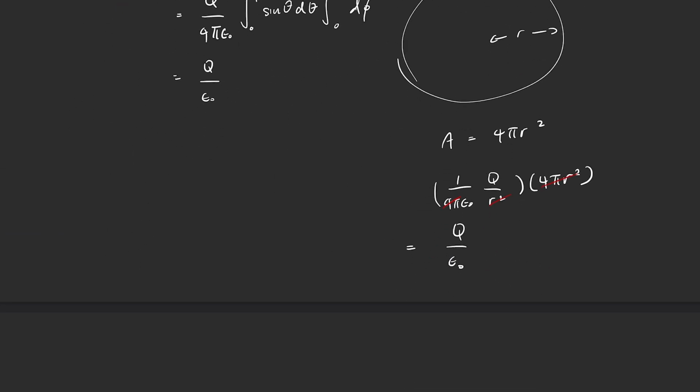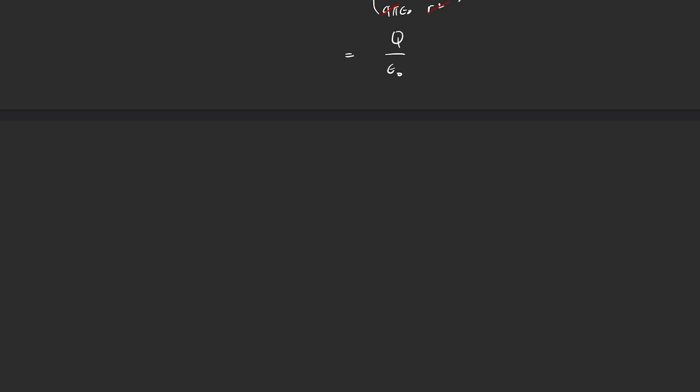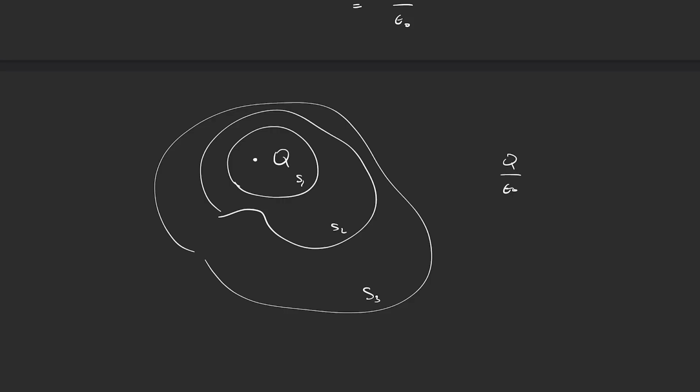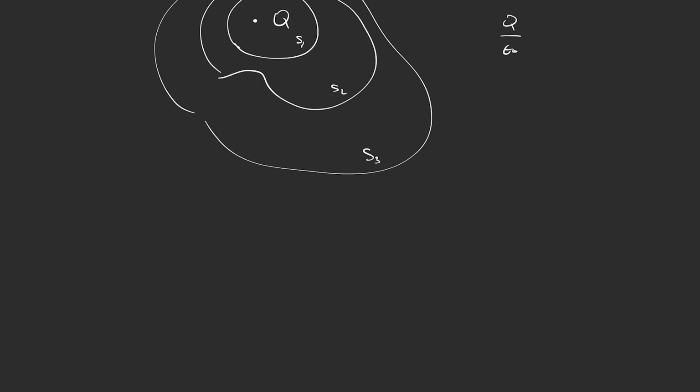So in the example above, we chose a sphere to be our Gaussian surface, but it turns out that the shape of the closed surface does not matter. For example, if I have a point charge Q again, and I pick this S1 or S2 or S3, the electric flux will always be Q over epsilon naught. And so this statement, that the net electric flux through any closed surface is proportional to the net charge enclosed, is known as Gauss's law.